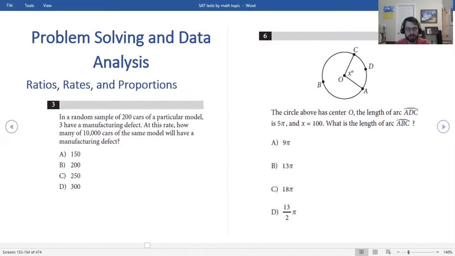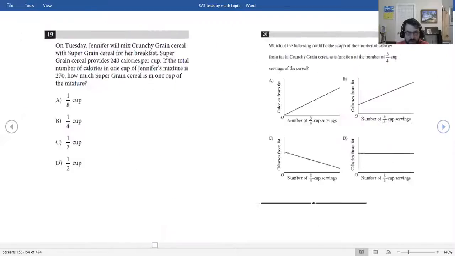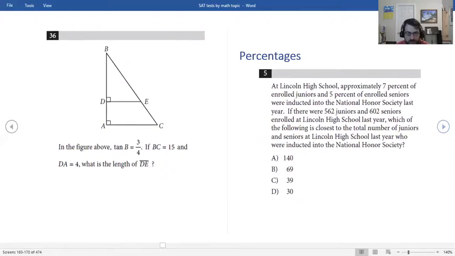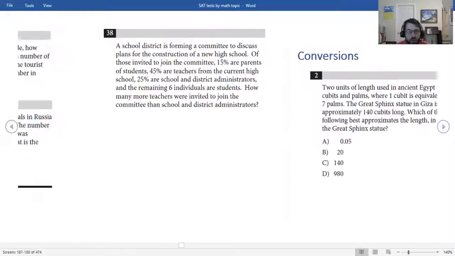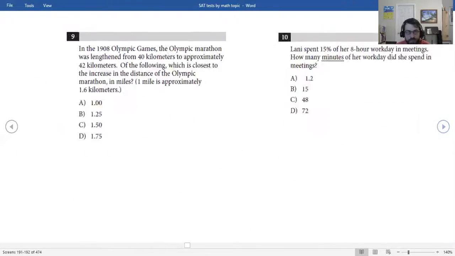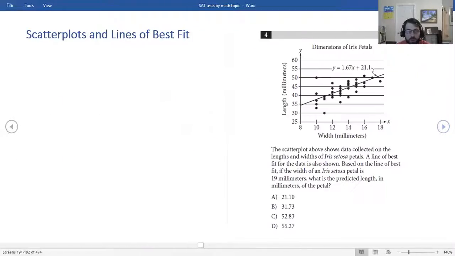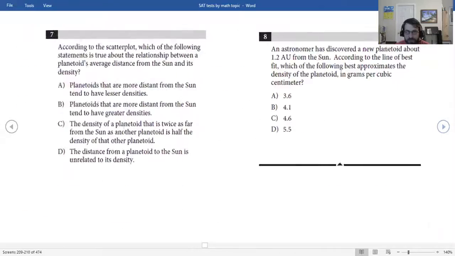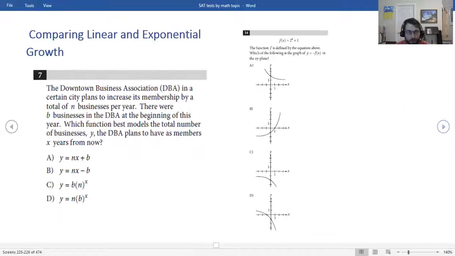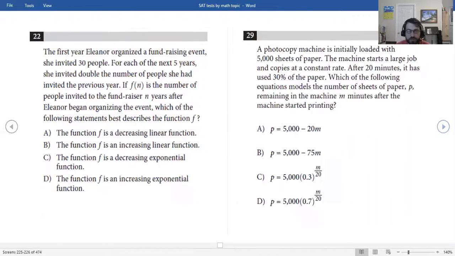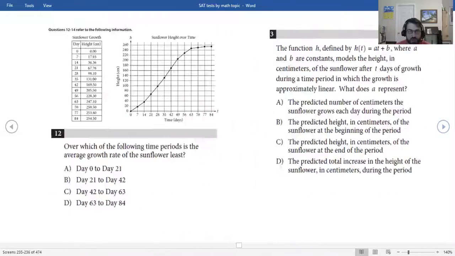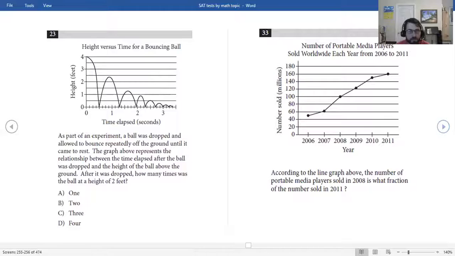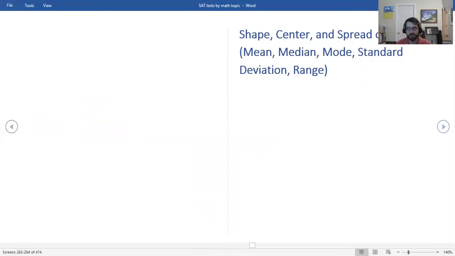And in the problem solving and data analysis, we have ratios, rates, and proportions, percentages, we have some unit conversions, scatter plots and lines of best fit, comparing some linear and exponential growth, interpreting graphs like the highs and the lows, the rate of change, the shape, center, and spread like our mean, median, mode, standard deviation, and range.